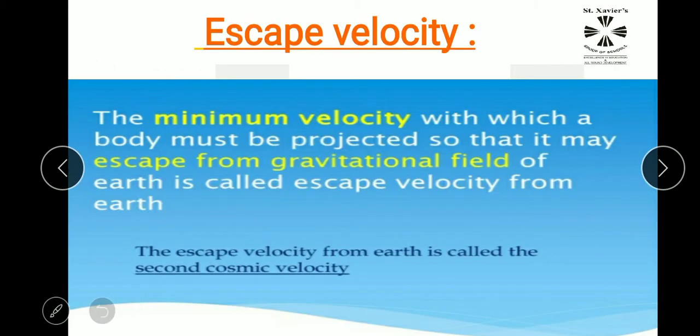Let's move ahead, students. Next topic is escape velocity. Now what is escape velocity? Students, suppose I'll throw any object in upward direction. I will project the object in an upward direction. What will happen? After some time the speed will continuously reduce, and after some time speed will become zero, and that object will start falling down. I'll increase the speed while throwing next time. It will go higher, students.